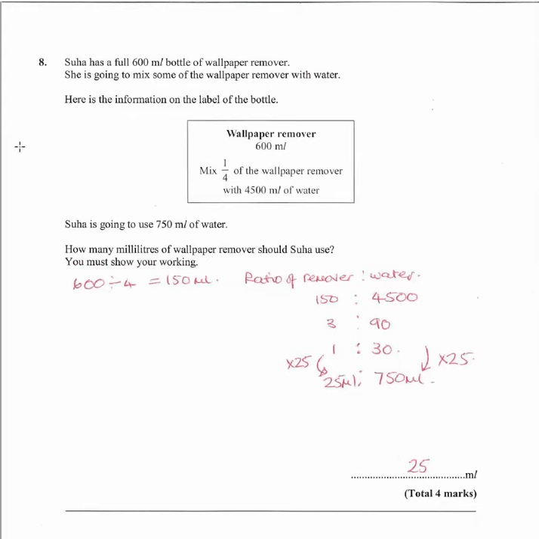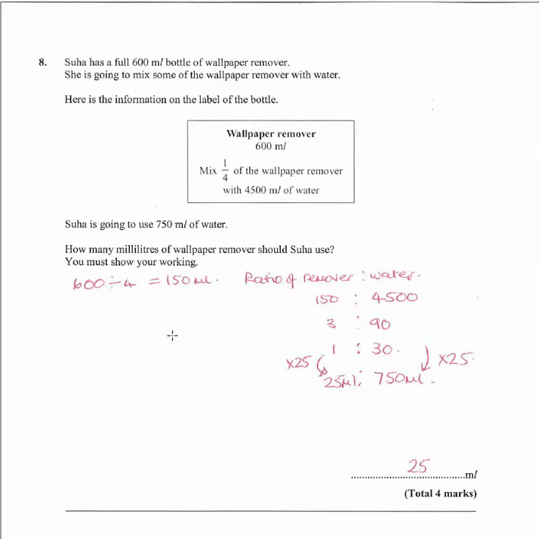Suha has a full 600ml bottle of wallpaper remover, and she's going to mix some of the wallpaper remover with water. Here's the information on the label of the bottle. So, mix 1/4 of the wallpaper remover with 4,500 milliliters of water. So, she's going to use 750 milliliters of water. How much wallpaper remover should she use?